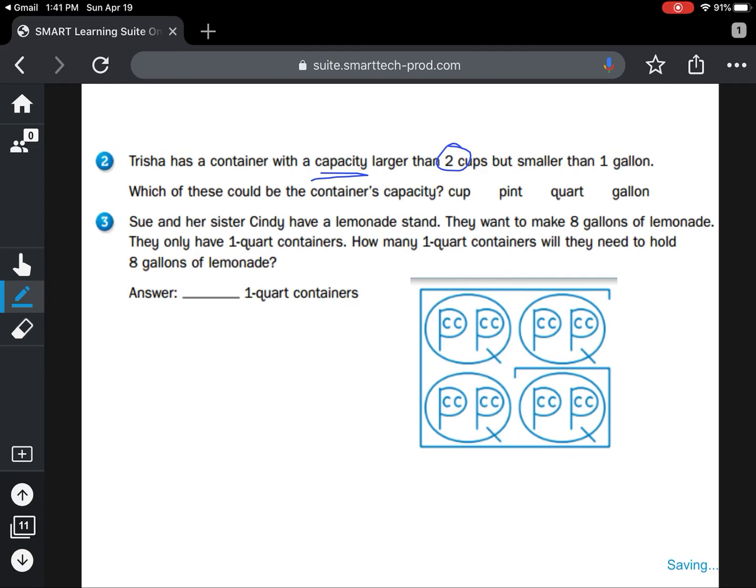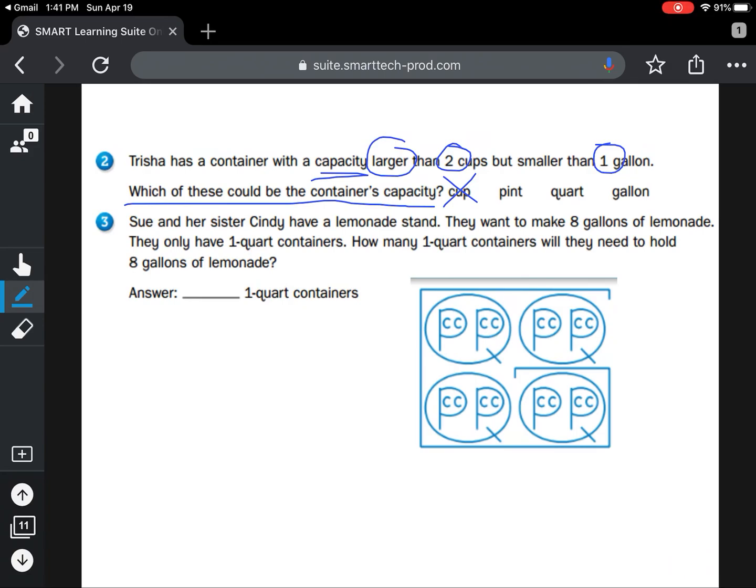But it's smaller than 1 gallon, so it holds less than 1 gallon of liquid. Which of these could be the container's capacity? So let's think about that. If we're talking about it has to be larger than 2 cups, that means it cannot be 1 cup, because 1 cup is not larger than 2 cups.